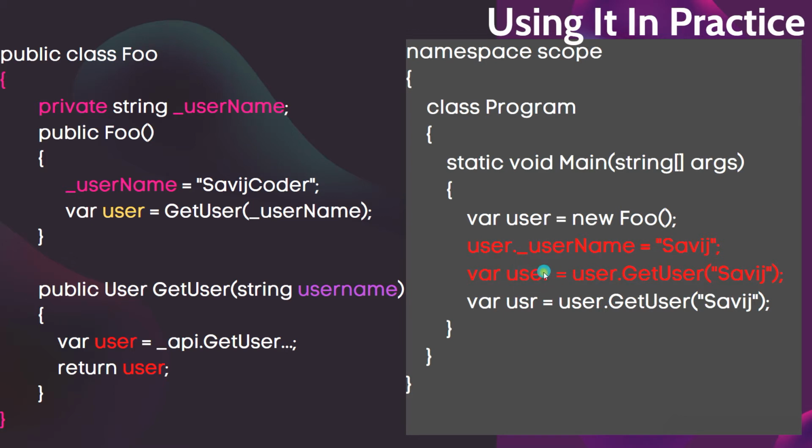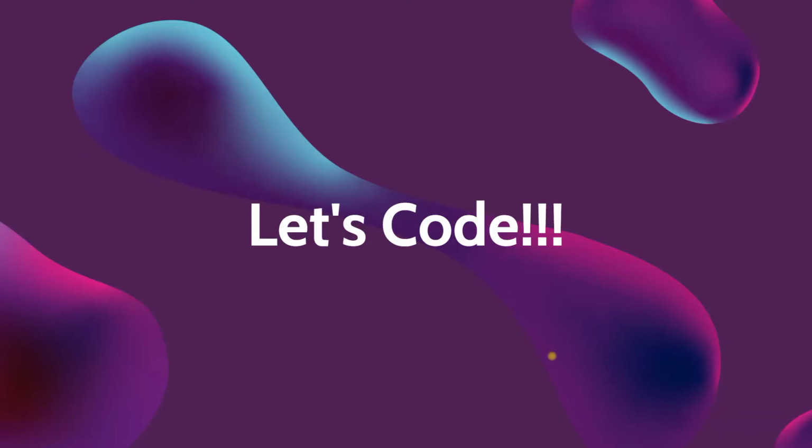So rather than do that, we could do something like var usr equal user.getUser and pass in Savage. For best practice purposes, I would recommend that this be var foo in lowercase equal new uppercase Foo. And that way you can type var user equal foo.getUser. And then it's nice and clear because your names make sense. So try not to mess up your variable names and make them meaningful when you create them. All right, let's jump into code and see how it works.